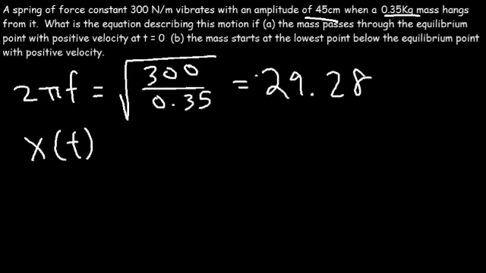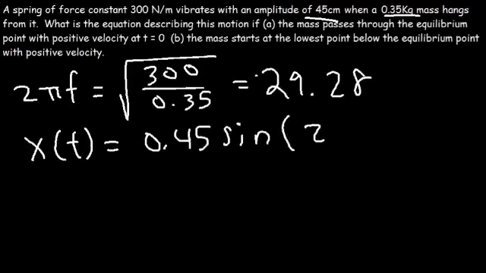Therefore, the position function is going to be a, which is 0.45 times sine 2 pi f, which is 29.28 times t. And this is positive 0.45.